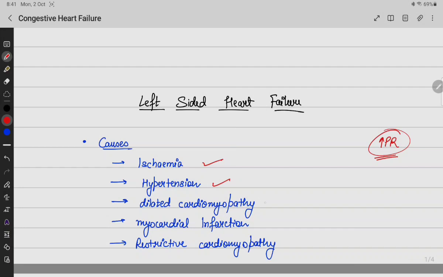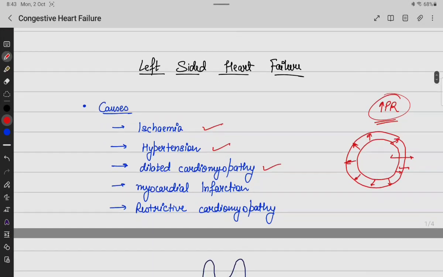Then there is dilated cardiomyopathy. How dilated cardiomyopathy causes heart failure is, we know the law of Laplace. The more dilated the heart is, the more problem there will be in generating the same amount of force to eject the blood. So if the heart becomes dilated, it will have to generate more force to eject the same amount of blood, which can lead to cardiac failure.